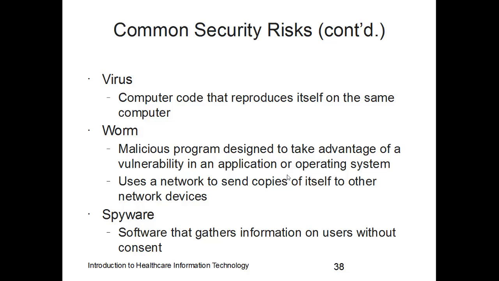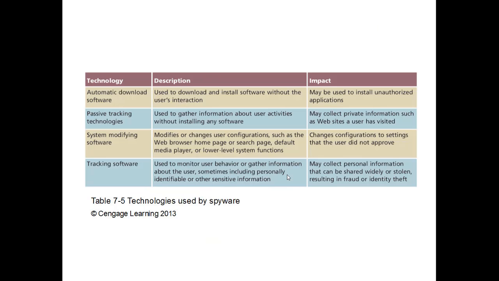And this uses a network to send copies of itself to other network devices. And then spyware, this is software that gathers information on users without their consent. In this table we have some examples of technologies that are used by spyware. Automatic download software. This is used to download and install software without the user's interaction at all. And the impact of this technology is it could be used to install unauthorized applications.